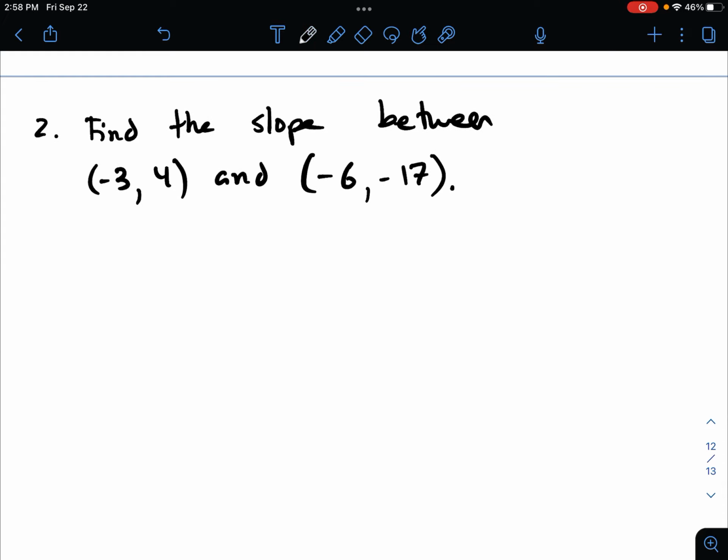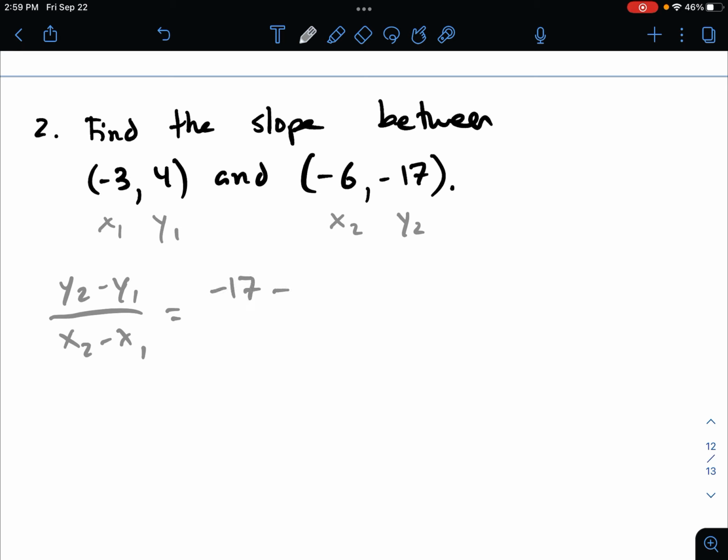If I'm finding the slope between these 2 points, it might be helpful to label these. So here's the first point, x1, y1, and here's the second point, x2, y2. I'll fix that first one up. There we go. And so if I use my slope formula, y2 minus y1 over x2 minus x1, we're just going to plug these numbers in.